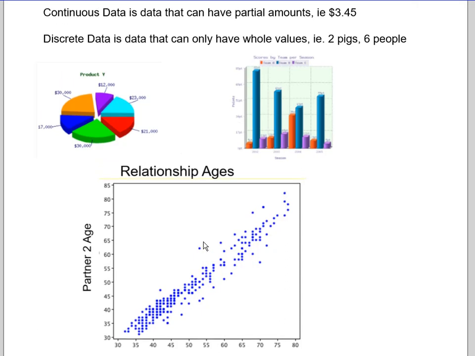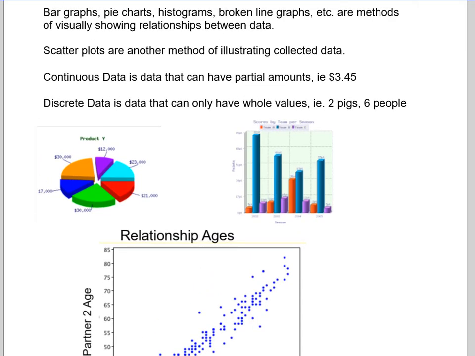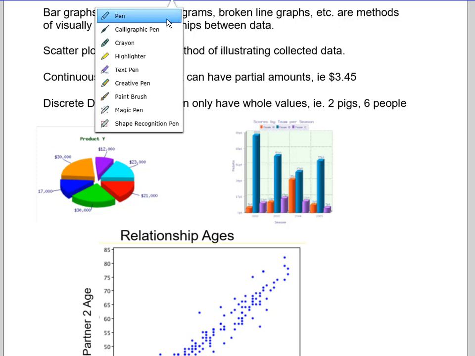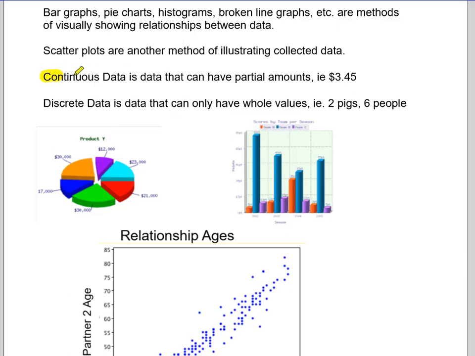If we go up here, there's two other terms we want to just have a quick look at, and that is continuous data. So that's data that can have partial amounts, so dollars, time, those types of things that can have partial amounts. Discrete data, though, is something that's whole numbers, so you could have 2 pigs or 6 people. You wouldn't have 6.2 people. Okay, so that's just another term we want to look at.